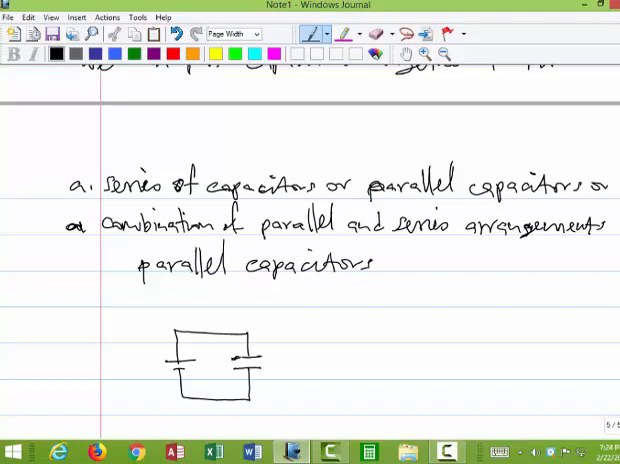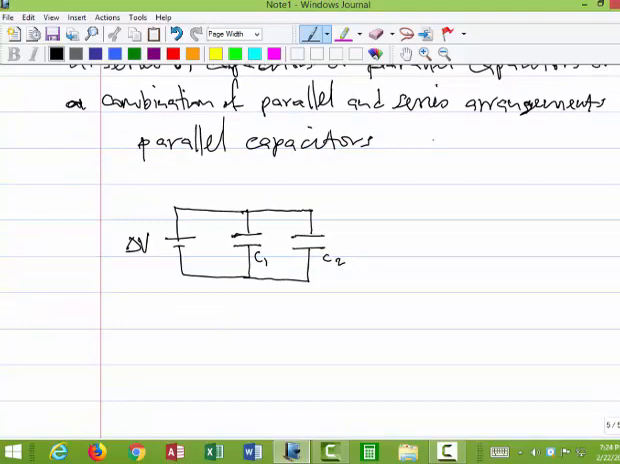The battery has two lines, but one is longer than the other. The capacitor is just two equal lines, so these are two parallel plates next to each other. Let's call them C1 and C2, and this is delta V for the battery. When you turn the switch on, the two capacitors will charge until they become fully charged.